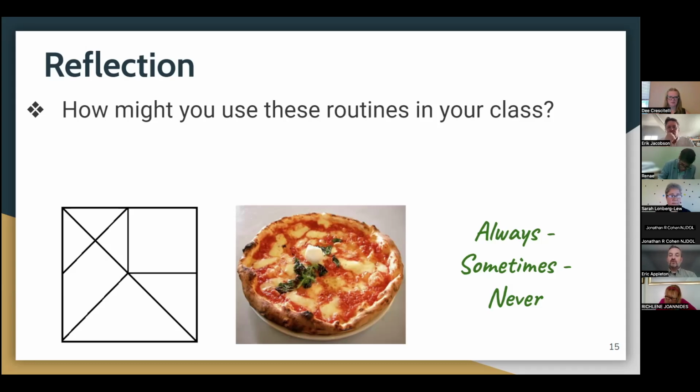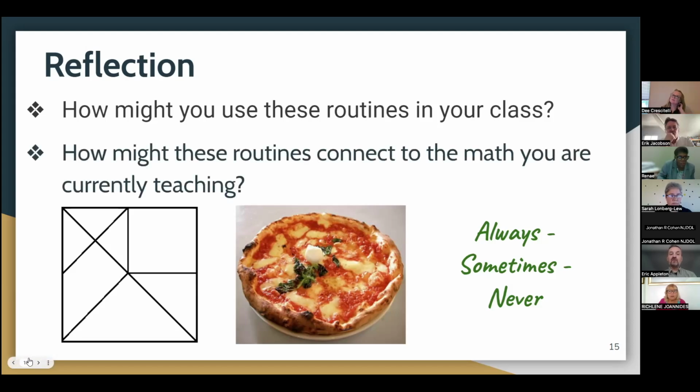Dee, could you reveal the next question? So the question is, how might these routines connect to math you are currently teaching? Do you see any opportunities to connect to the kinds of math you're already doing with your students, where you might modify these routines to do something you're already doing?